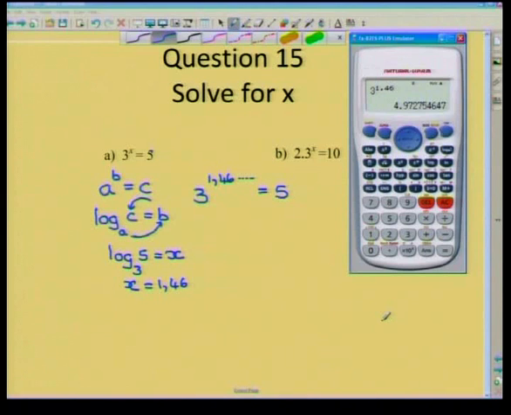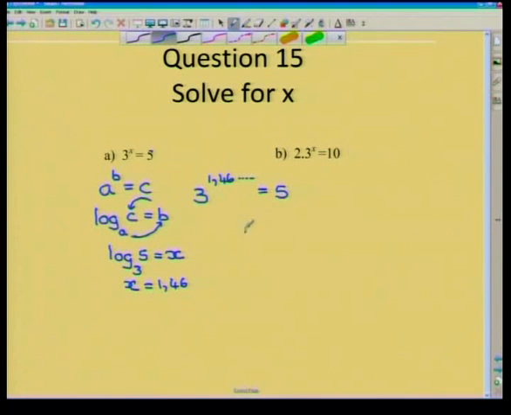So yes, that does work. Okay, so relatively straightforward, not a problem. How would we differ then with something like this? Well, the only difference is we've got a 2 in front.